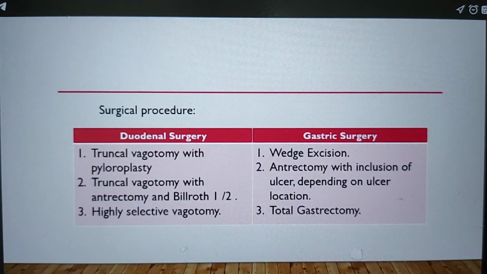What are the surgical procedures that I should mention? For the duodenal ulcer, we will do truncal vagotomy with pyloroplasty or truncal vagotomy with antrectomy, or we can do highly selective vagotomy. For gastric surgery, we do wedge excision or antrectomy with excision of the ulcer depending on ulcer location, or even total gastrectomy.